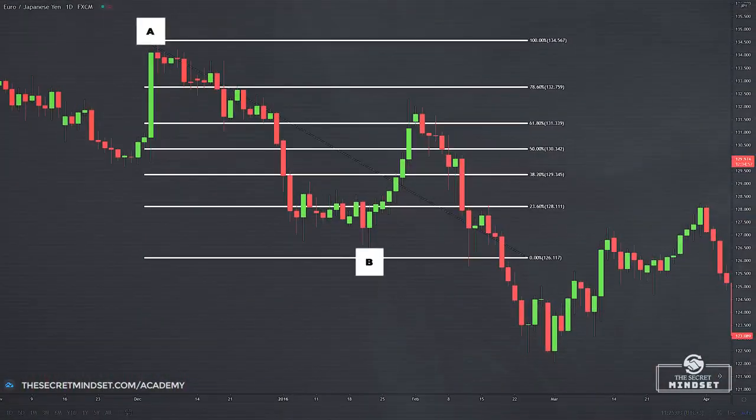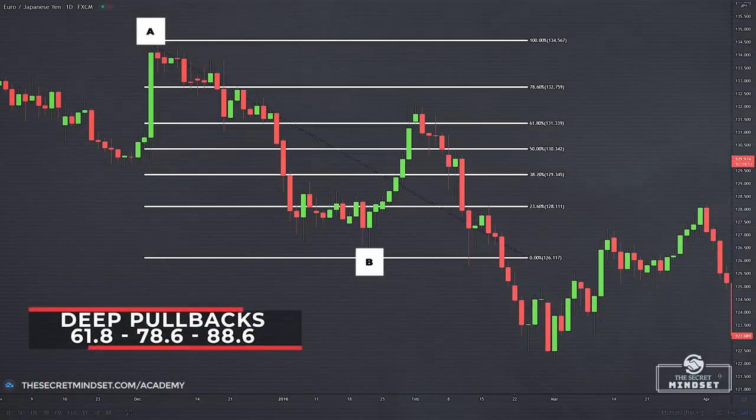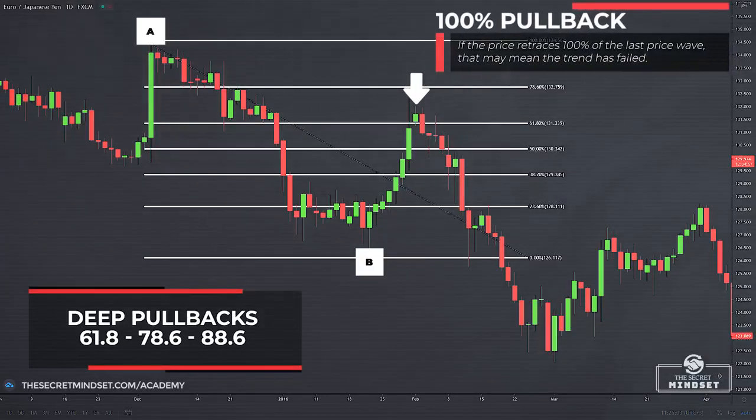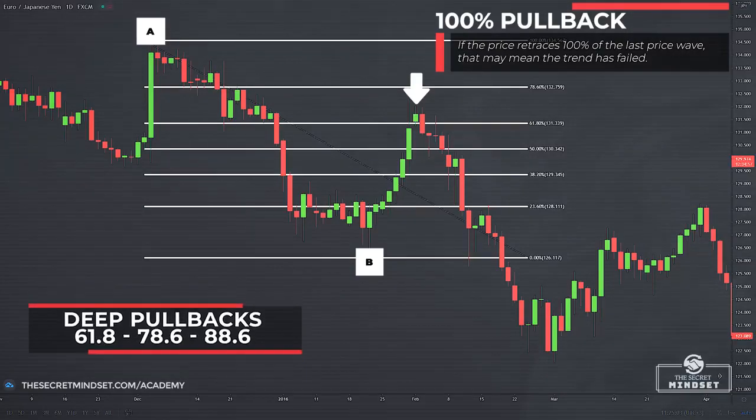Price will make a deep pullback when a trend is not clearly established. In those cases, price can make multiple ups and downs, which will test the bottom in an uptrend or the top in a downtrend, but without breaking those levels, which would invalidate the trend. You will see deep pullbacks to the 61.8, 78.6, and 88.6 Fib levels. If the price retraces 100% of the last price wave, that may mean that the trend has failed.